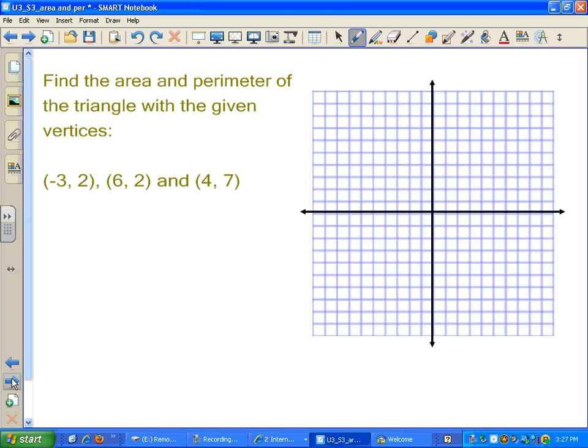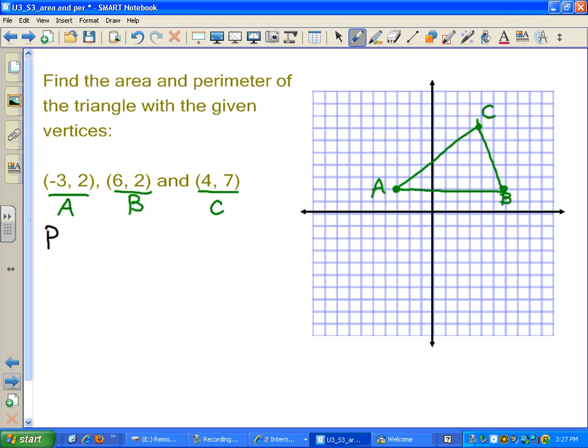For the first problem, I want you to find the area and the perimeter of the triangle with the given vertices. So we are going to start off this problem by actually plotting these vertices. I'm going to plot -3, 2, and label that as A. Then I'm going to plot 6, 2, and label that as B. And then the last one I'm going to plot is C, which is at 4, 7. And I'm going to go ahead and sketch in my triangle.